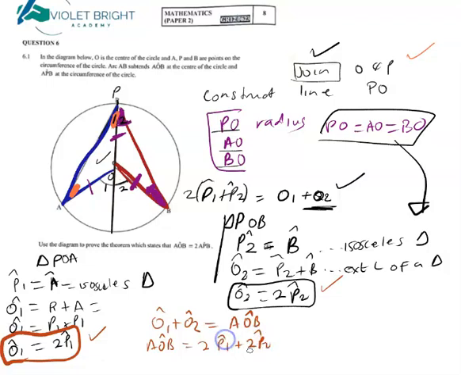But we know that P1 and P2 make up the whole angle P. So it is twice angle APB. So basically we have proved it. That's how we do it.